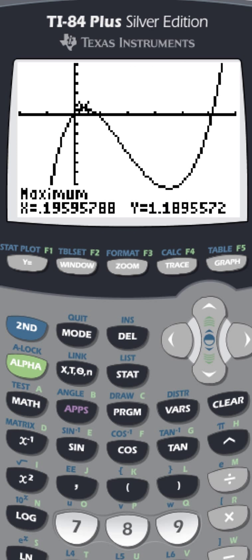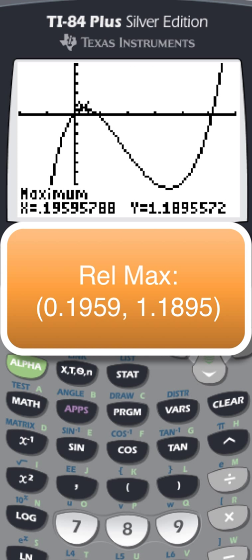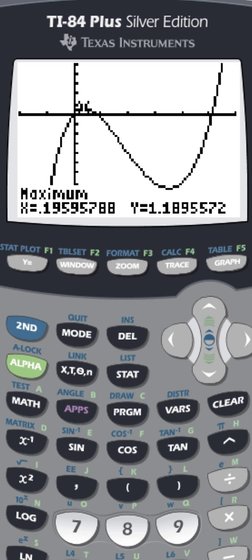And I just hit enter, and voila, I get an x coordinate of 0.1959, and then I get a y coordinate of 1.1. Wow, I wasn't even close. I was thinking 1.9. So that's why it's pretty good to have your calculator handy. It gives you a lot more accurate picture for that. So there's my maximum.